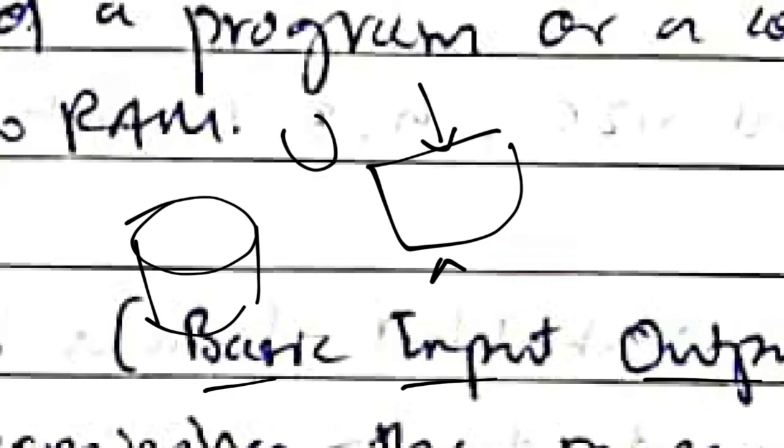So in the RAM only, the instructions to run the BIOS will be stored, and it will make the execution of the BIOS very much faster. Okay. So this is known as memory shadowing.